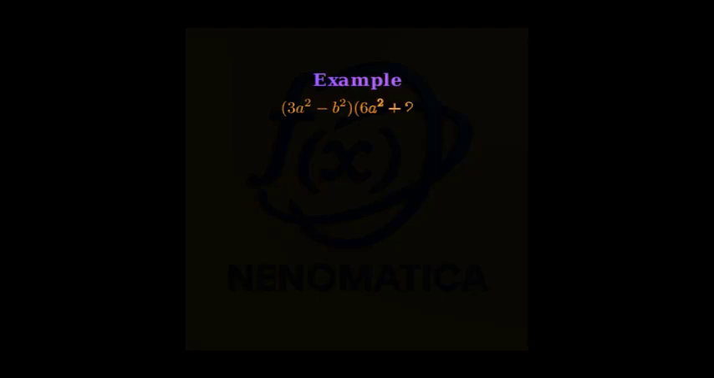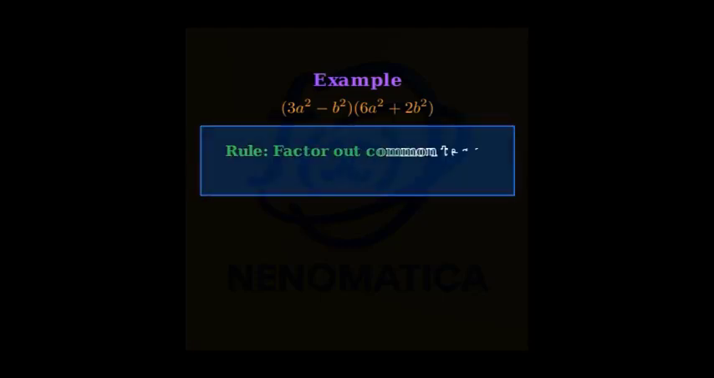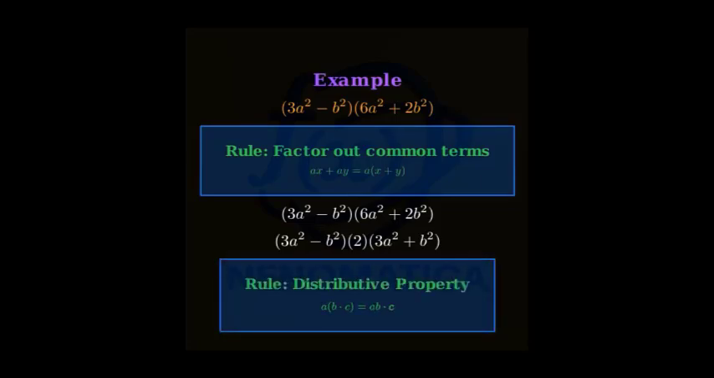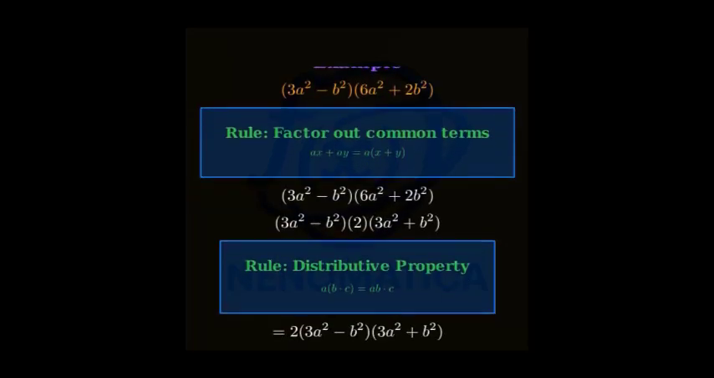We have the expression 3a squared minus b squared times 6a squared plus 2b squared. We need to simplify this expression step by step. Our first step is to factor out common terms from both expressions. Looking at the second bracket, 6a squared plus 2b squared, we can factor out a 2 to get 2 times 3a squared plus b squared. Next, we apply the distributive property to multiply the expressions. We can rewrite our expression as 2 times 3a squared minus b squared times 3a squared plus b squared.